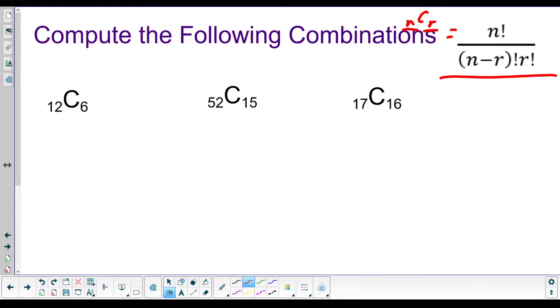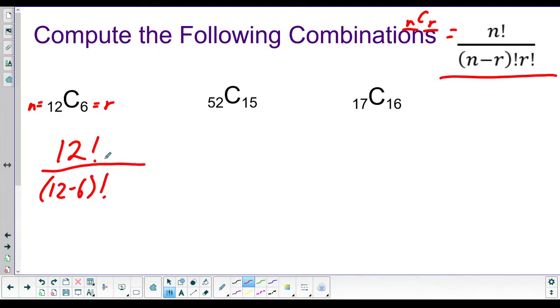Okay, so looking at our first example, we want 12 choose 6. So n is equal to 12 and r is equal to 6. So we're going to just plug these into this formula here. So on top we have 12 factorial divided by 12 minus 6 factorial. So you want to do the subtraction before you do the factorial. Times r factorial, so 6 factorial.